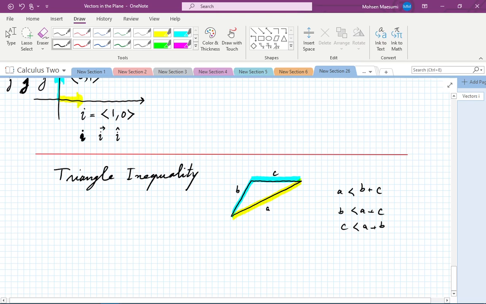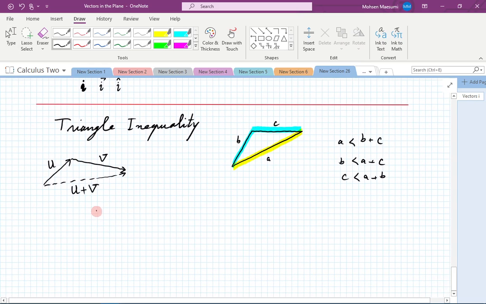Well, if I had a vector u and then followed that by a vector v, what I get is the sum of these two vectors, which we write u plus v. If we capture the same idea here, what we are saying is that the length of the sum is less than the sum of the lengths. Well, in some circumstances they'll become exactly the same.